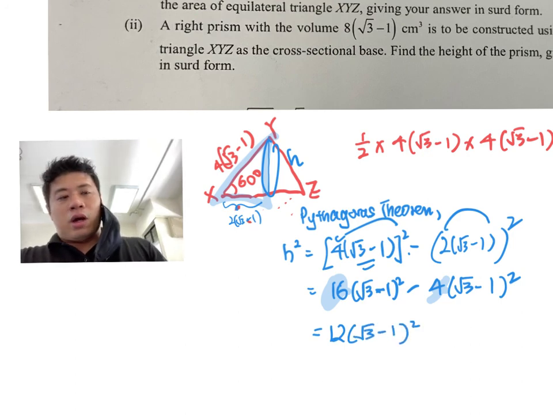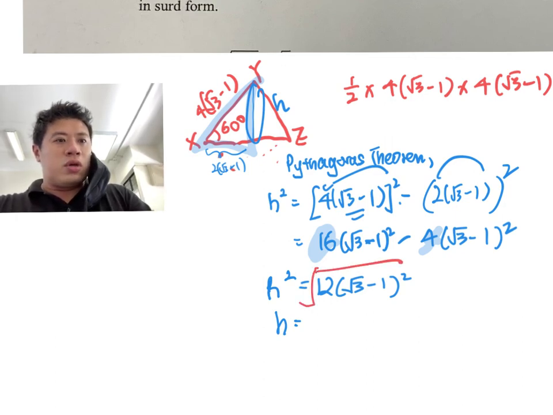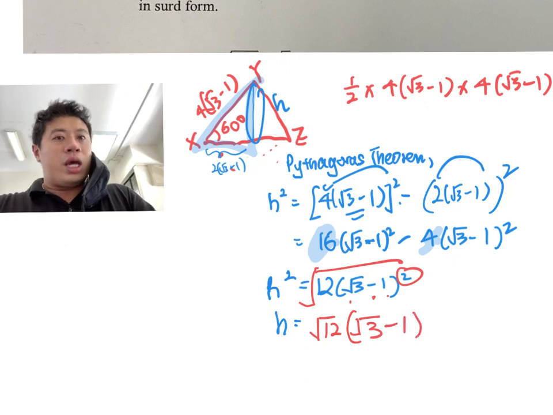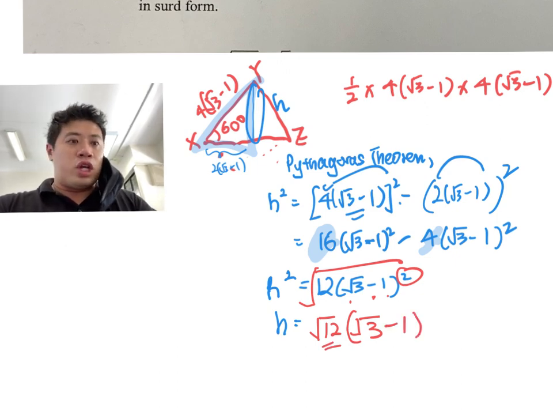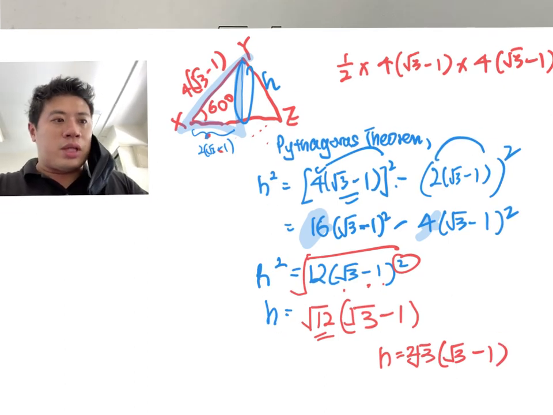If this is your h square and you want to find out what h is, then simply it's the square root of this number. Basically you take the square root of this, so you can see this is the same as square root 12 and square root of square root 3 minus 1 square, you basically cancel the square root, then square root 3 minus 1. So this is your h. I can simplify h further to be square root 3 multiplied by 2 multiplied by square root 3 minus 1, and you can get this answer as well. That is for part 1.